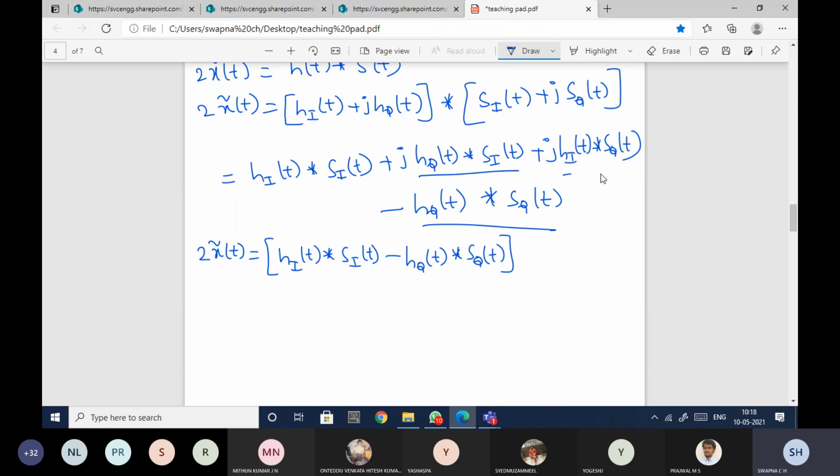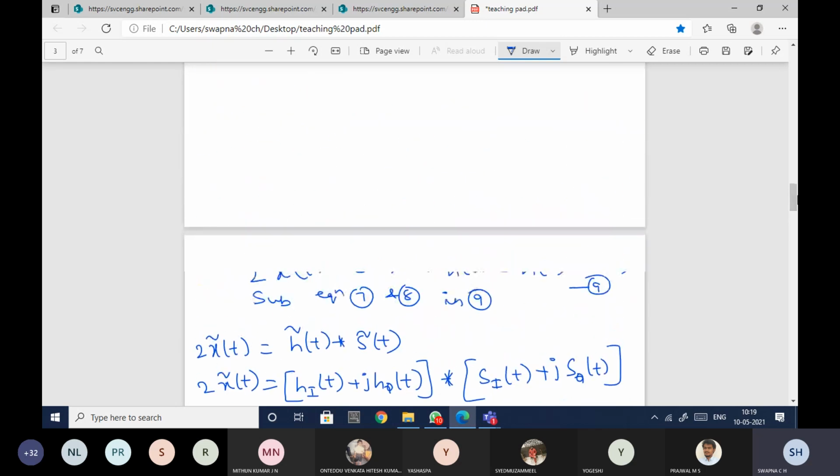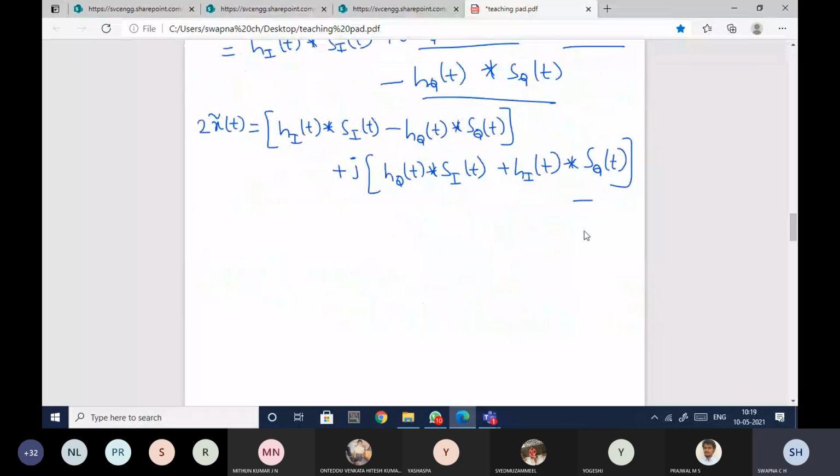I will take j common from this term and this term, so it will be j times of, okay, I'll write it down, plus j times of hq of t convolution with si of t plus hi of t convolution with sq of t. Okay, so this I'll name as equation 10.